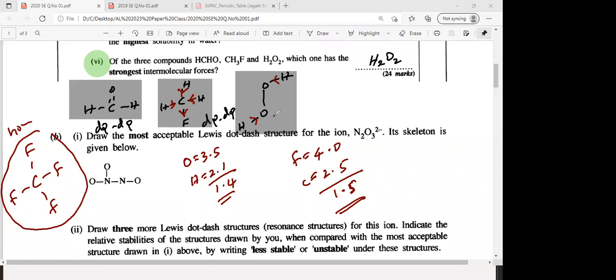What is the shape around oxygen here? Angular. In H2O2, hydrogen peroxide, what is the shape around oxygen? Angular, like the water molecule. And this one is tetrahedral. This is formaldehyde, trigonal planar, that is sp2 hybridization. This is sp3 and that is sp3. This one is sp3, this will be sp3 oxygen and this will be sp2. Okay.